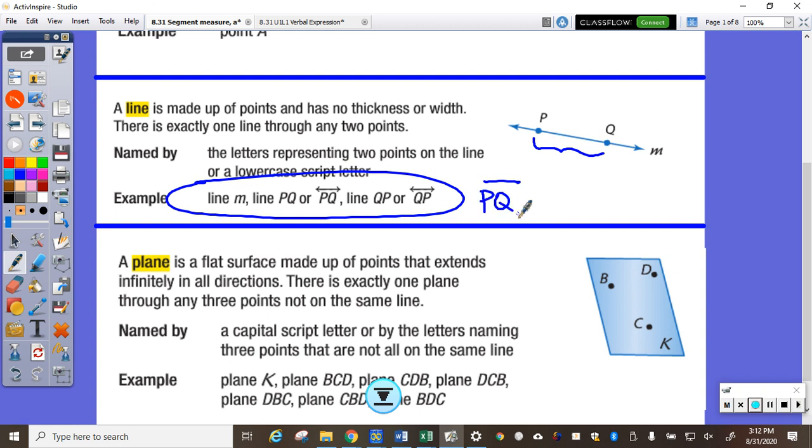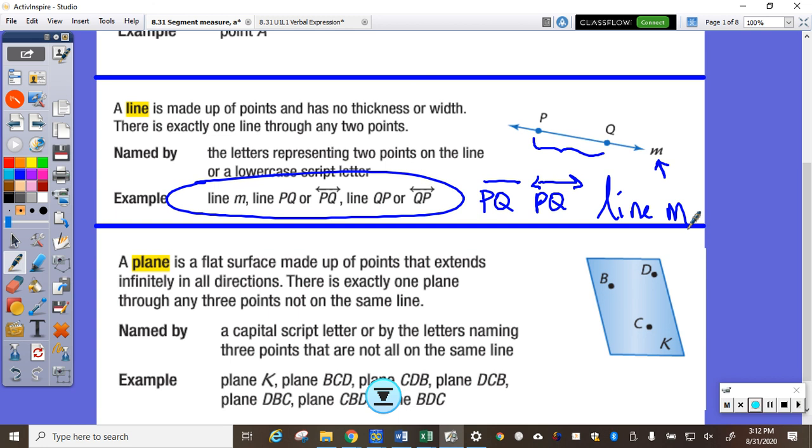All right. If I want to show that the line actually goes through the arrows themselves, an infinite line, then I'm going to represent this as the infinite line PQ that goes through the points P and Q. And then you notice over here you have this little m, lowercase m by itself in italics. You can also label this as line m. You'll see it presented different ways.